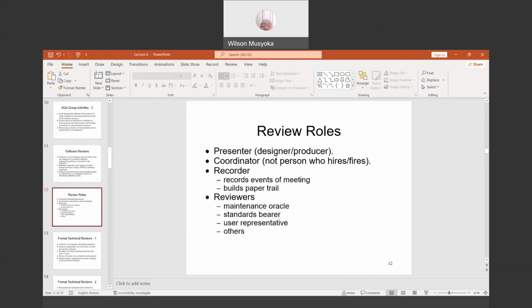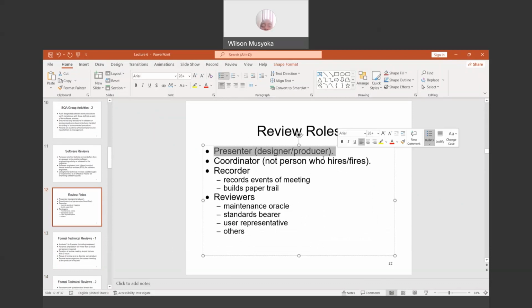So the review roles are going to have guys like the presenter, or the person who is designing the whole document, and then there is a coordinator, the person who is going to invite different guys who are required in the quality review process. Then there's going to be a recorder or a rapporteur, the person who is going to record the events of the meeting and build a paper trail. Like we said, documenting is very important. Whatever is happening, they are documenting so that you can have a reference point of what took place or what was found to be the issue.